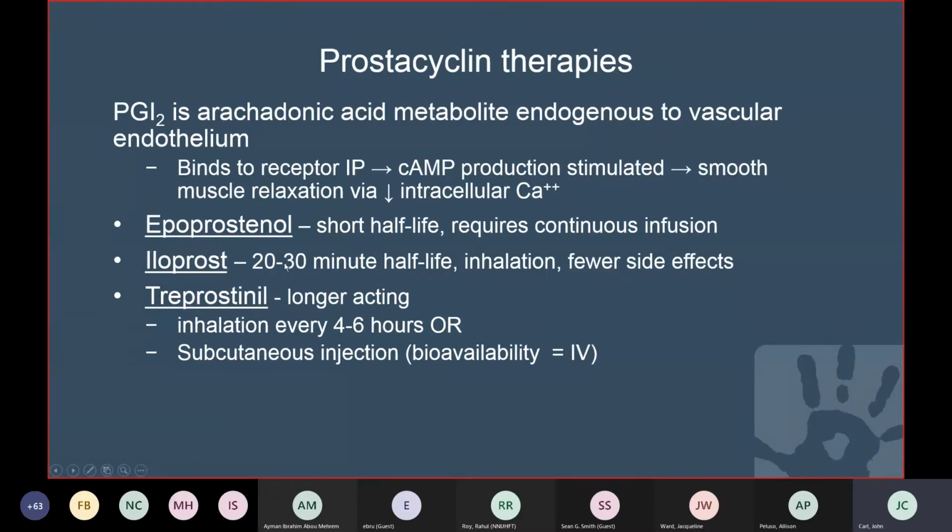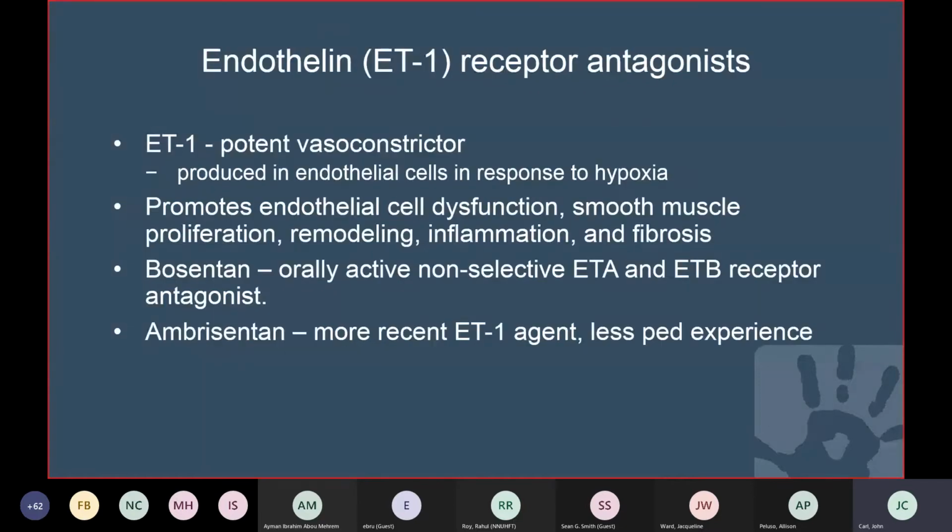long-term. So iloprost is also a prostacyclin that's been found to be very helpful with a longer, but still only a 20 to 30-minute half-life. It can be done inhaled and has fewer side effects. With treprostinil being longer acting, it can be given either by subcutaneous injection with bioavailability similar to that of the IV preparation, or by inhalation every 4 to 6 hours. And this has become more commonly used by us and other pediatric centers, as have endothelin-1 receptor antagonists.